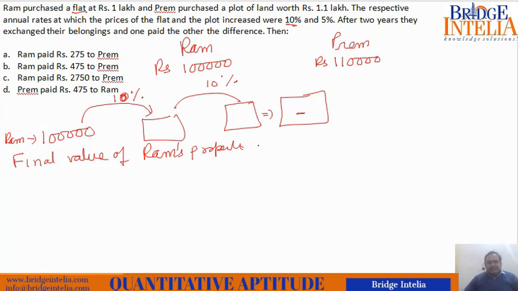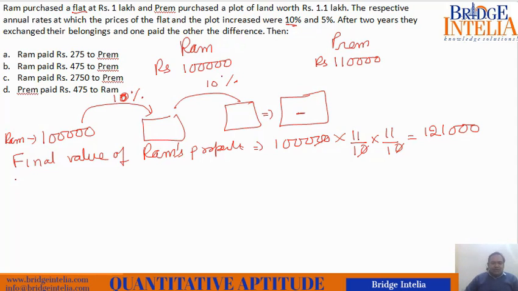increases by 10% for 2 consecutive years. So beginning with 1 lakh, it increases by 10%. That means 110 by 100. So that is 11 by 10 into 11 by 10. So these 2 zeros get cancelled. So 11 into 11, 121. So 1 lakh 21,000.